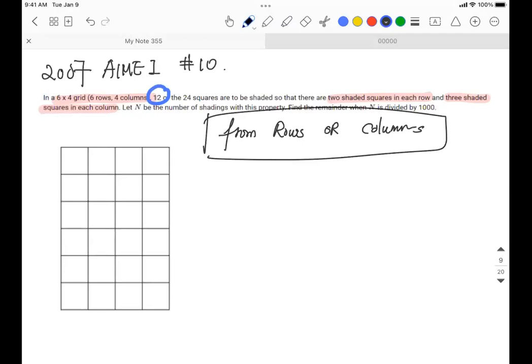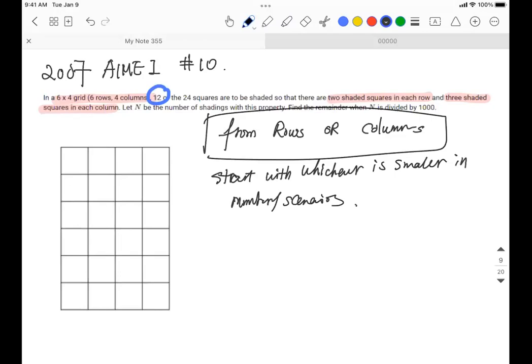Okay? Because you can't just randomly pick 12 cubics. It's not so easy for you to do the casework. But which one do you want to start with? I suggest starting with whichever is smaller in numbers, or we can say in scenarios. Because you have 6 rows and only 4 columns, I suggest you stick to the columns because you only have 4, right? You don't have to go for too many different cases.